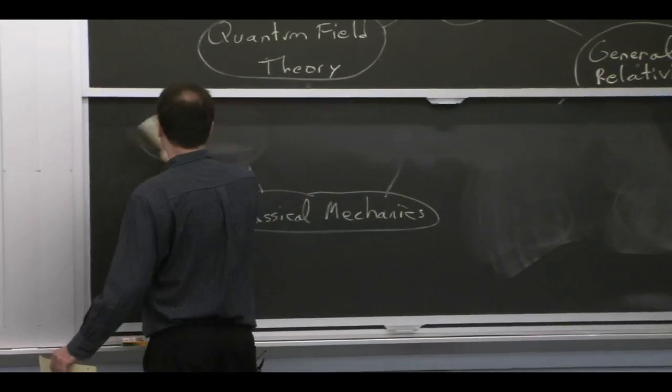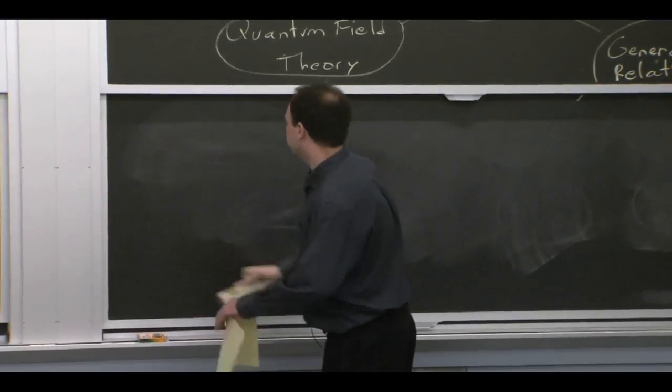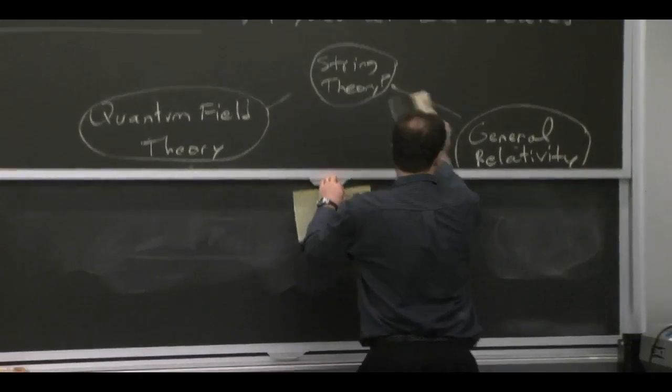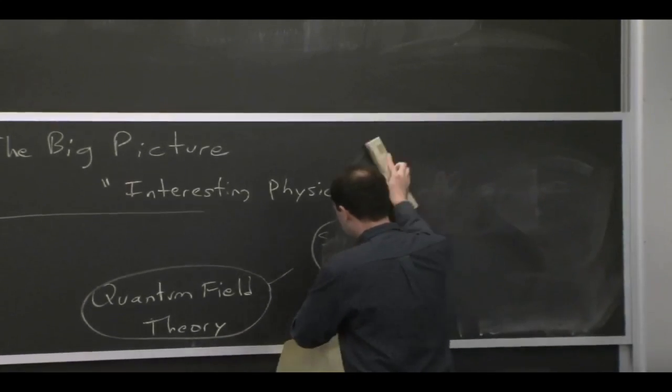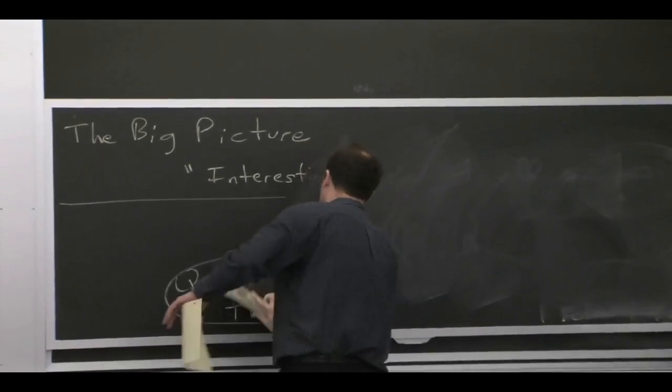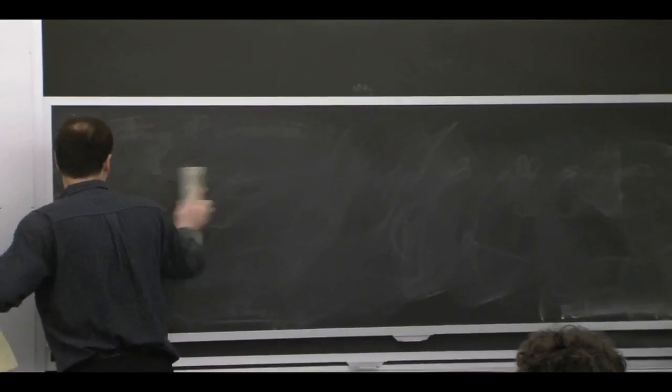Most of the examples that I've listed on the project list are of the type of taking quantum field theory for the standard model. Some of them involve gravity, but most of them involve the standard model and expanding it and focusing in on particular degrees of freedom.